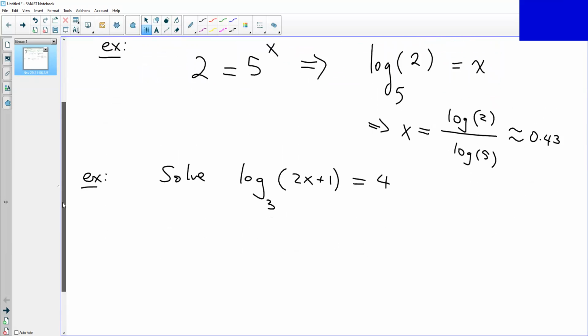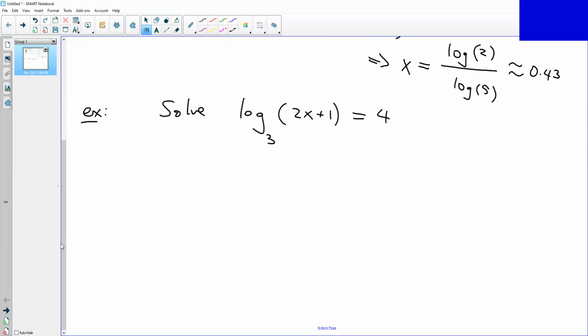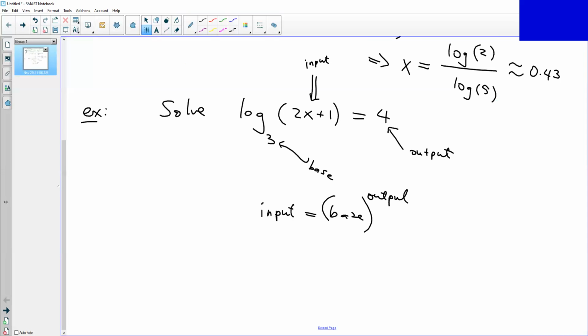Let me write those things. This is the base. The one we have inside is the input. And this right here is the output. Okay, so I'm writing input equal to base to the output. The input is 2x plus 1, so I'm putting 2x plus 1 equal to, the base is 3, and the output is 4. And then I solve this for x.